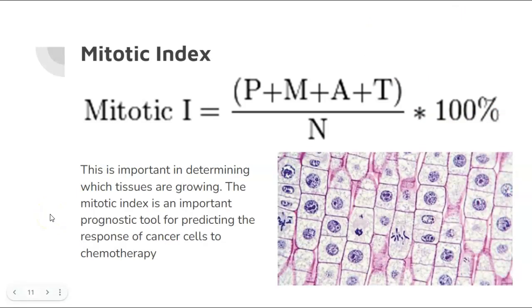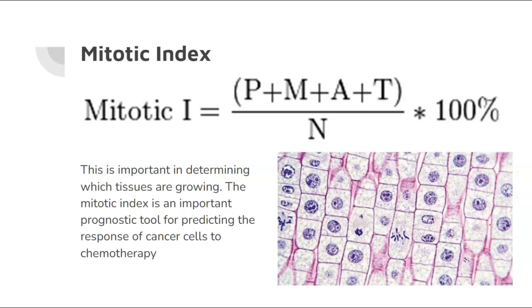And then finally, mitotic index. Yeah, because of course we got to bring math into this. So the mitotic index is just a formula to determine how many cells are actually growing and actually going through mitosis when looking at a slide. And so what you do is you add up all the cells that are in or going through the different stages of mitosis, prophase, metaphase, anaphase, and telophase, divided by the total number of cells that you see, and multiply that by 100. This is really important in determining which tissues are growing.